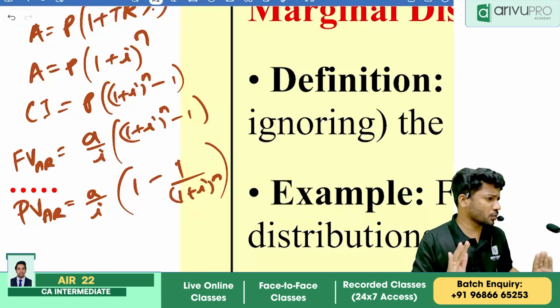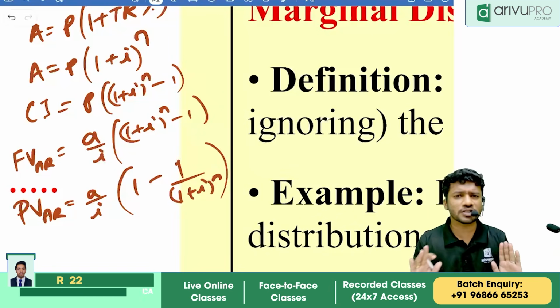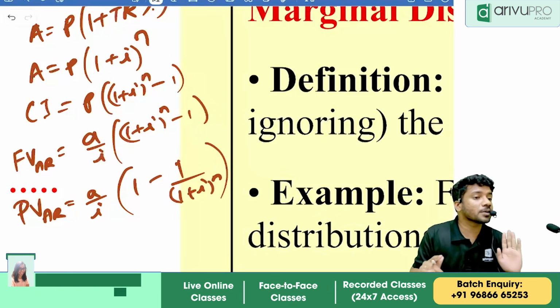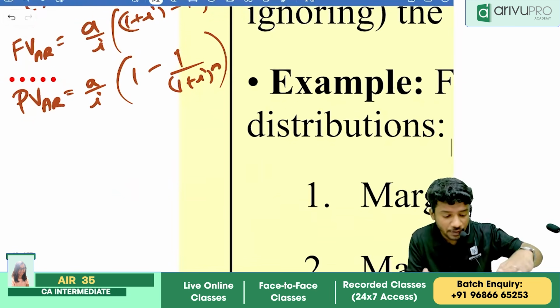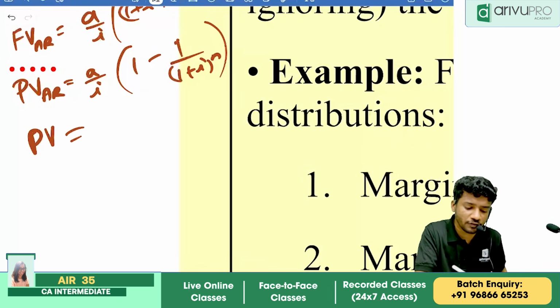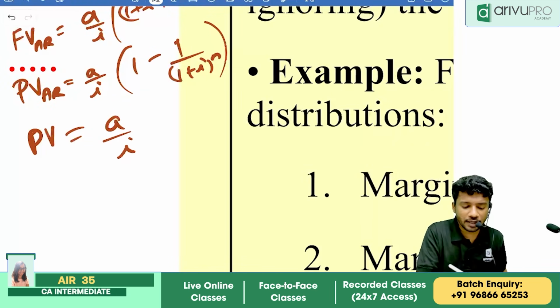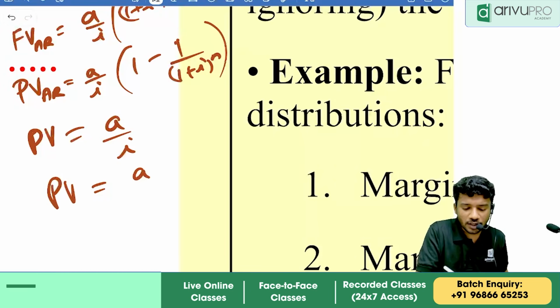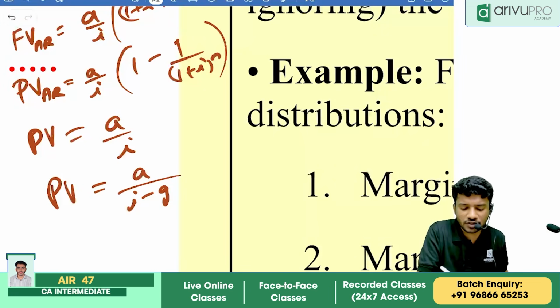Then you will use which method? GT method. You will not use this formula and all until and unless the GT button is there in your calculator. Then, people, what is the formula for present value of perpetuity? A by I. What if it is based on growth? A divided by I minus G.